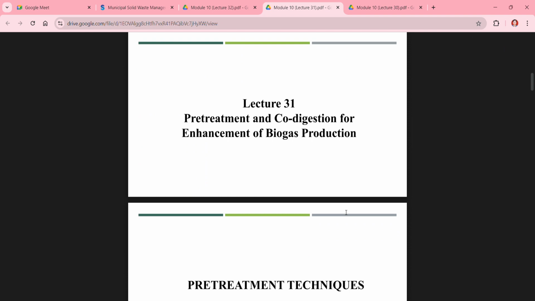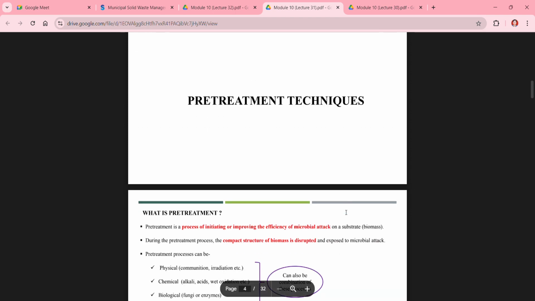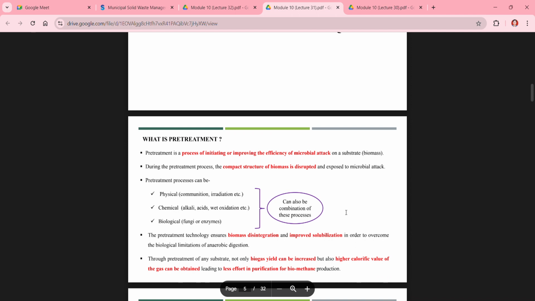So after maintaining the factors affecting the anaerobic digestion process, there are some pre-treatment and co-digestion processes also, which need to be performed on the feed. Whatever feed we are providing for the anaerobic digestion process, there are some pre-treatment techniques which help in increasing the biogas formation during the anaerobic digestion process, or we can say these pre-treatment techniques help maintain the proper anaerobic digestion process with the help of different factors.